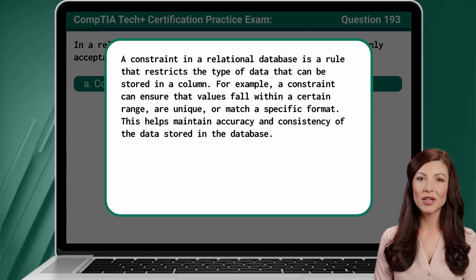A constraint in a relational database is a rule that restricts the type of data that can be stored in a column. For example, a constraint can ensure that values fall within a certain range, are unique, or match a specific format. This helps maintain accuracy and consistency of the data stored in the database.